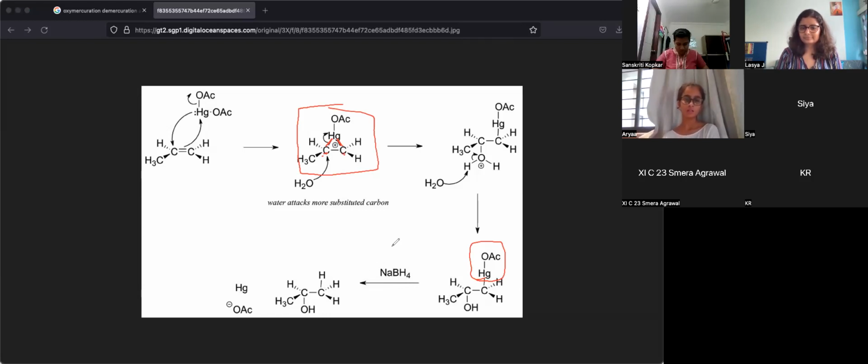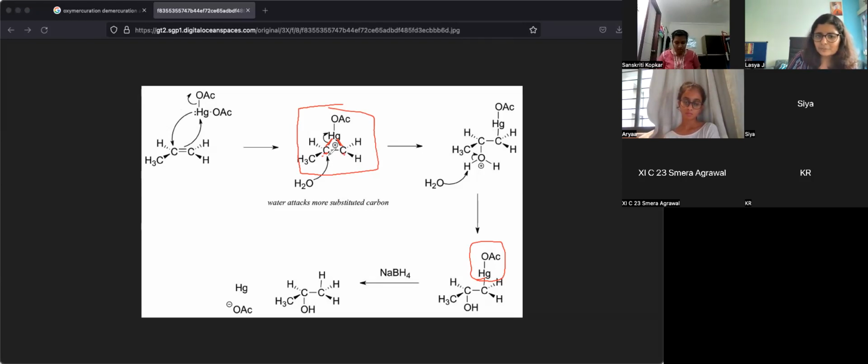So I didn't understand where the water is attacking on that C plus, and where is the H? Follow the arrows. The arrows show you how the electrons are moving. And what is the second one showing? The last one after that. What is that small arrow over there? Oh, this is the deprotonation bit of it. Whatever happened during deprotonation in the previous mechanism, same thing.